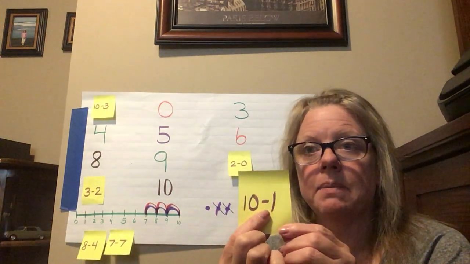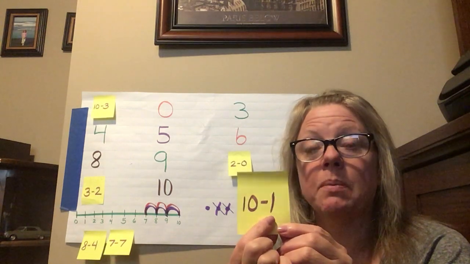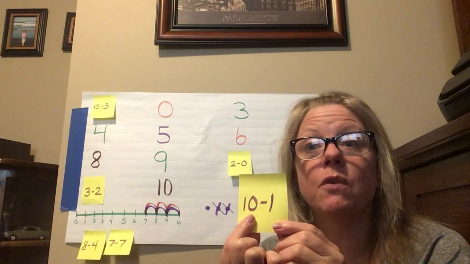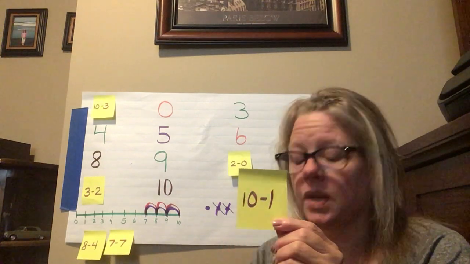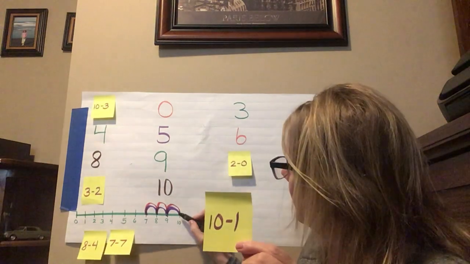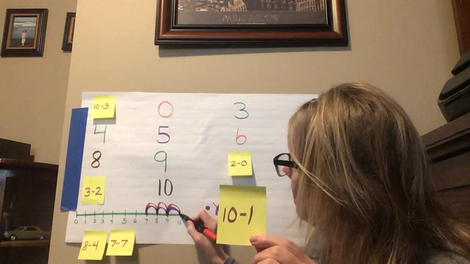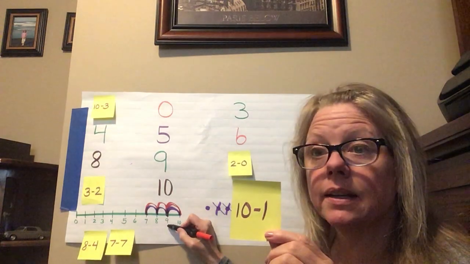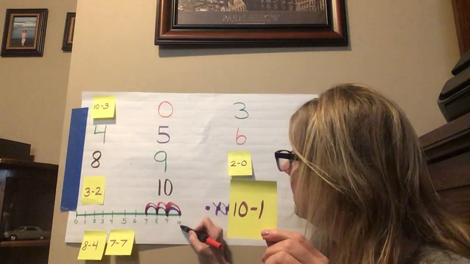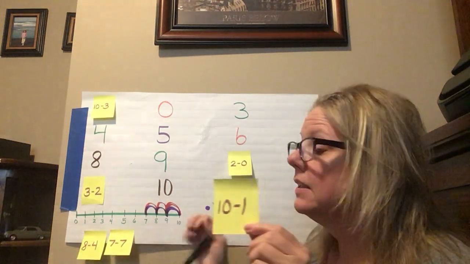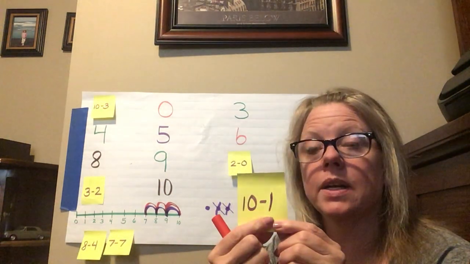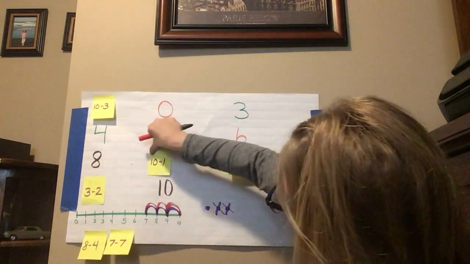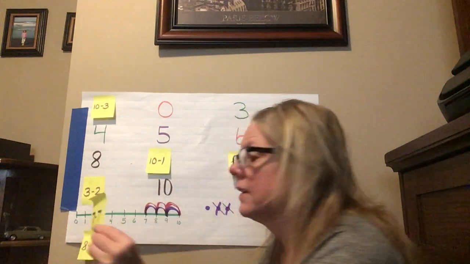All right, next one. 10 minus 1. Now remember, when you subtract 1, it's the number that comes right before this number. So let's use the number line for this one again. Here's 10, and I'm going to hop back 1. I landed on 9. 9 is 1 less than 10. 10 minus 1 equals 9. There it is.